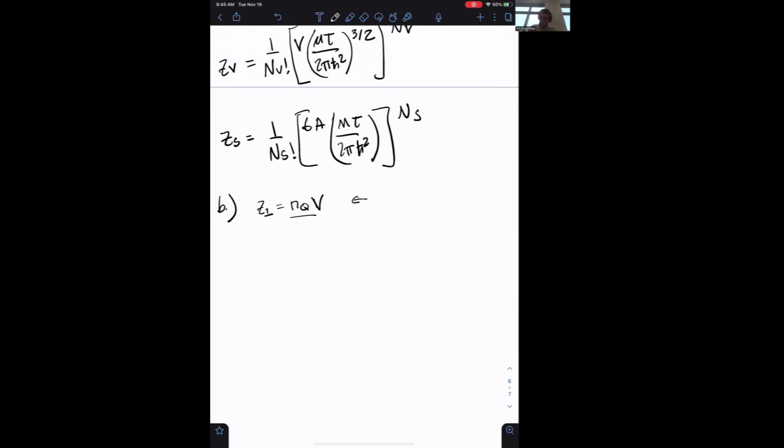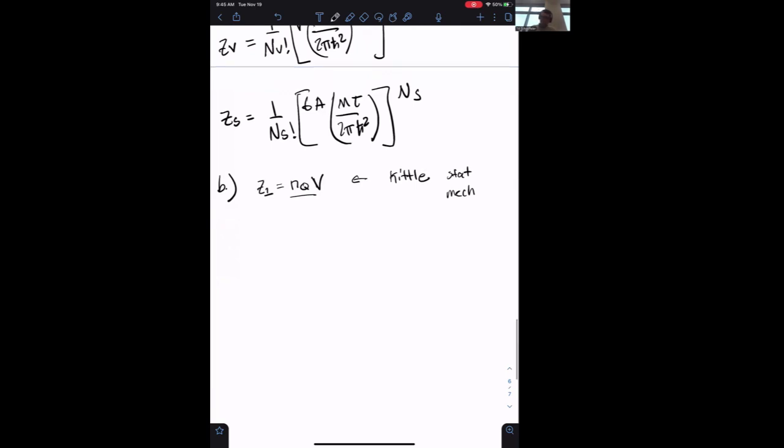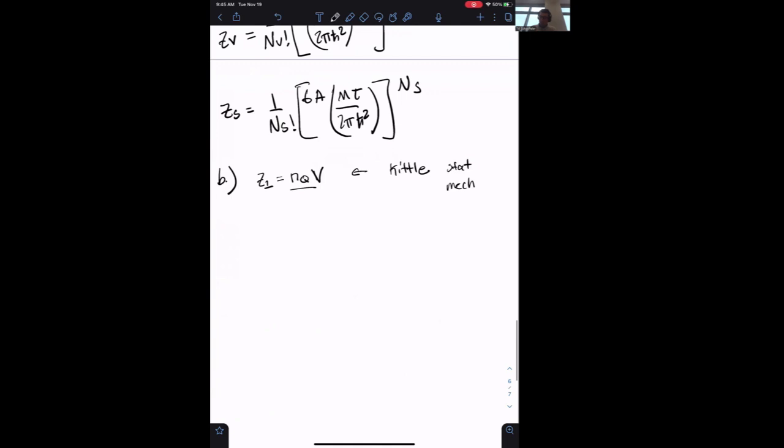This is from Kittel, a StatMech textbook by the author name of Kittel. That's typically used in undergrad statistical mechanics, but nevertheless a very good book that I highly recommend.